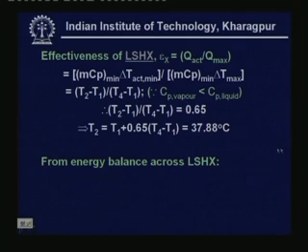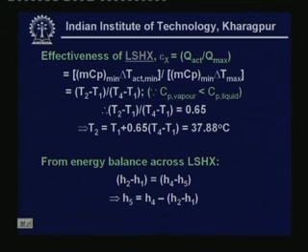Then from energy balance across the liquid suction heat exchanger, you can write H2 minus H1 is equal to H4 minus H5, because the mass flow rate is the same for both hot and cold streams. So, the enthalpy difference across the heat exchanger must be the same for hot and cold streams. As a result, you can write H5 as a function of H4, H2 and H1, that is H5 is equal to H4 minus (H2 minus H1). So, we will be using these two expressions for obtaining the state properties.